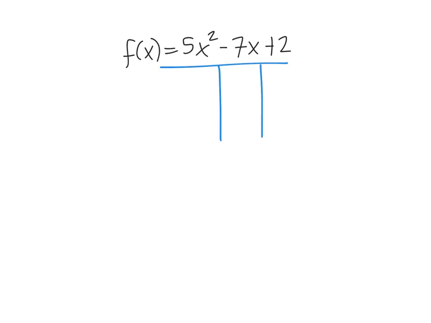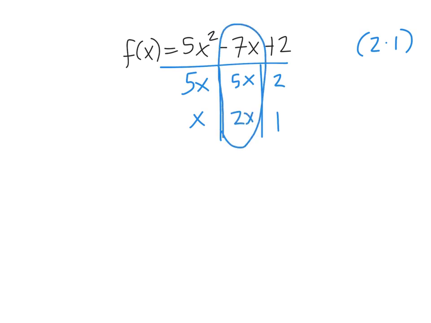On the first column, to get 5x squared, we're going to multiply 5x times x. On the right side, we have 2 times 1. So I'm going to try that. I'm going to try 2 times 1. When I cross multiply, on the top I get 7x and 2x. Sorry, that's not true. I get 5x and 2x. Does this add up to a negative 7?